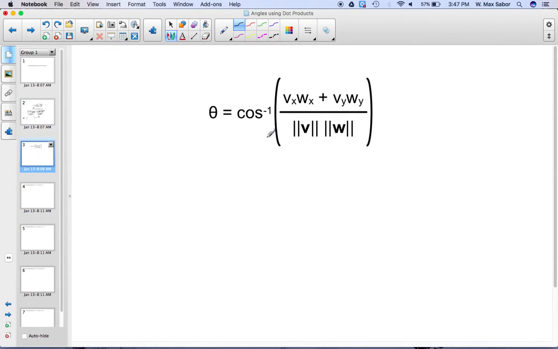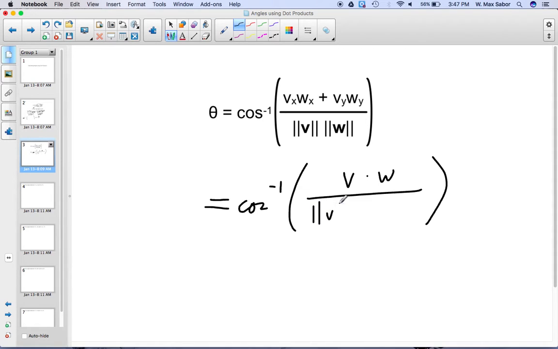Theta equals arc cosine of the dot product of v and w over the magnitude of v times the magnitude of w. A lot of people, actually I would say most people, rewrite this as arc cosine of v dot w over the magnitude of v times the magnitude of w. So that's something that you should have in your notes. Theta equals this formula.